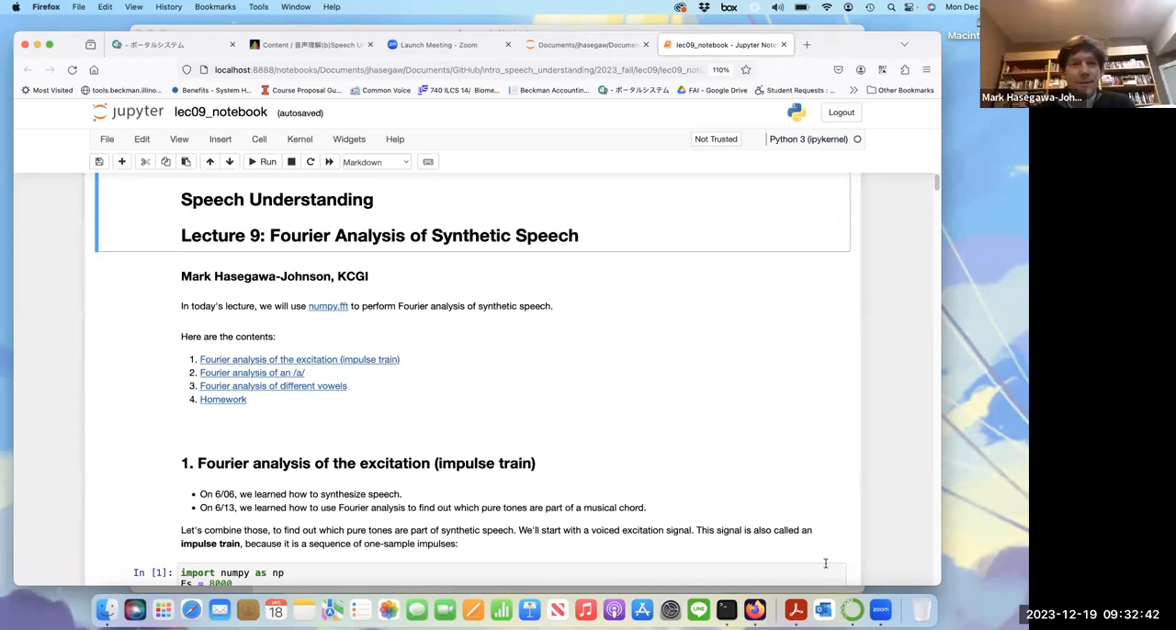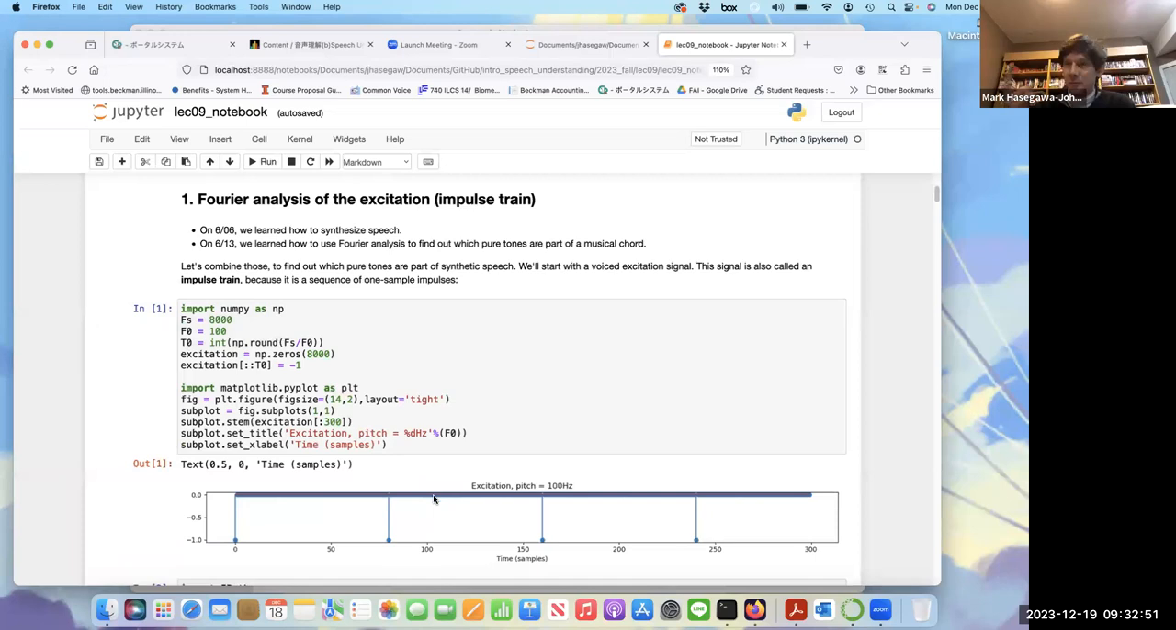Thank you. So I just want to go through three sections today before talking about the homework. The first section will be the excitation, and then we'll talk about the vowels, and then we'll talk about all of the vowels. You remember that the excitation for speech looks like this.